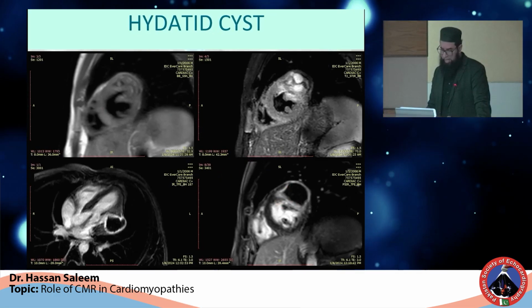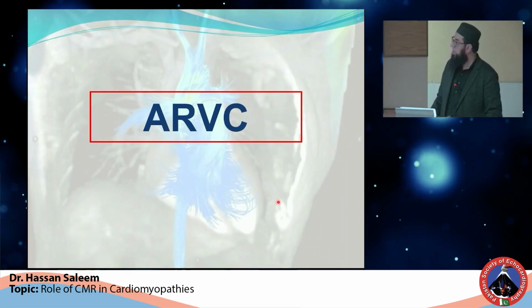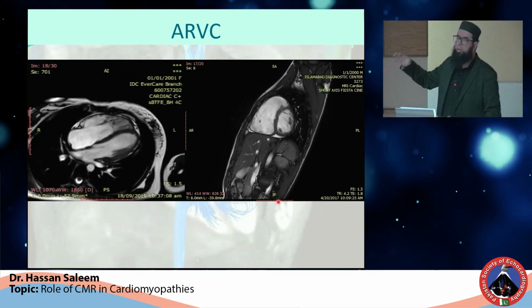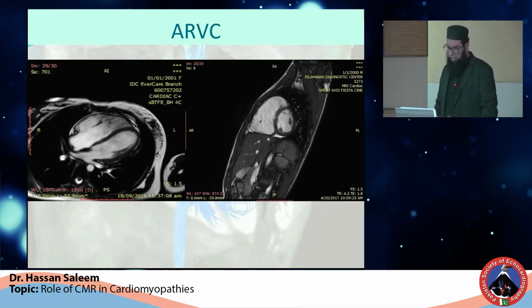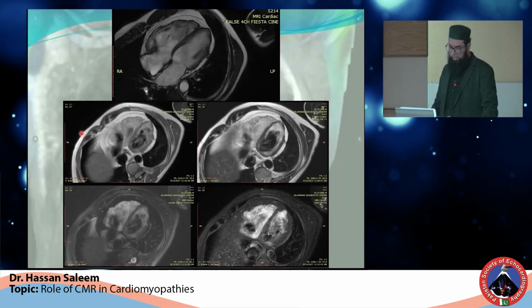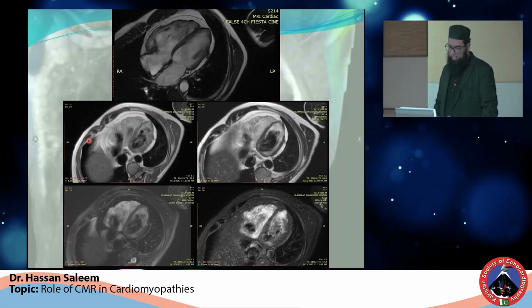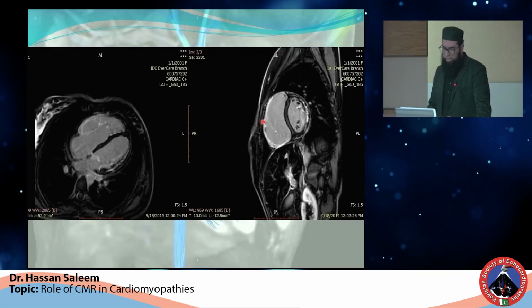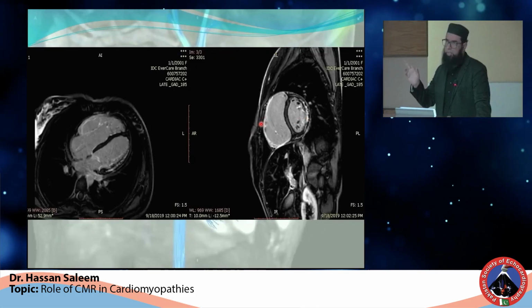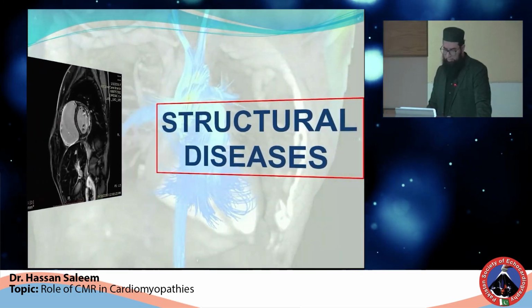There's peripheral enhancement there. ARVC: that's a family of three. One sibling died of ARVC, two of them came for imaging. Here you can see a dilated RV and RA. You can also see some fatty infiltration in this patient, which is not part of the criteria anymore. And you can see enhancement in both ventricles. So this is biventricular dysplasia.